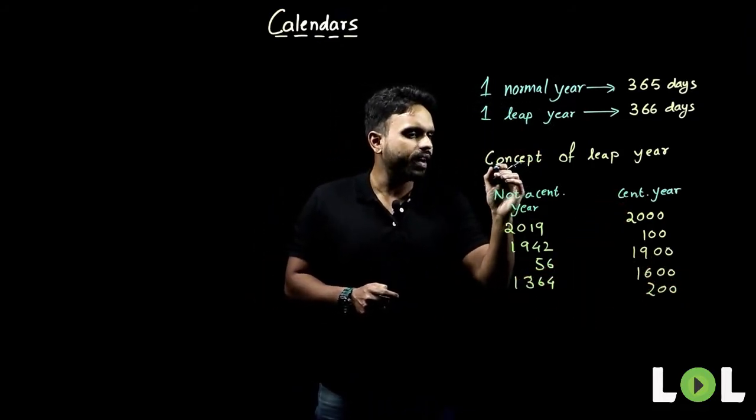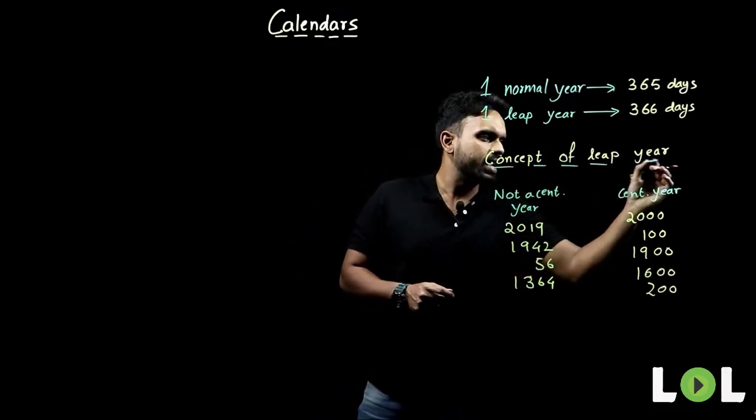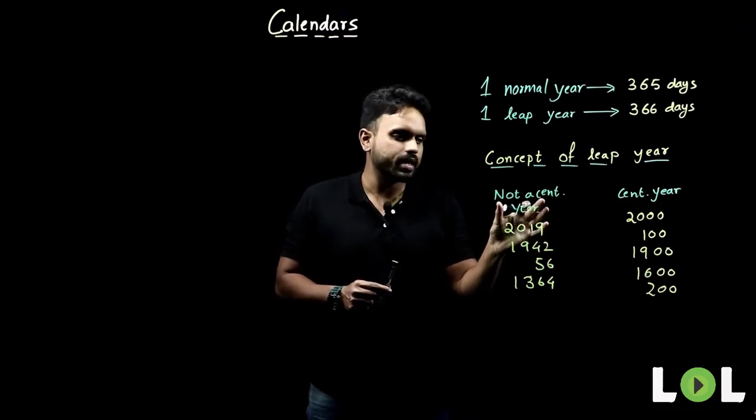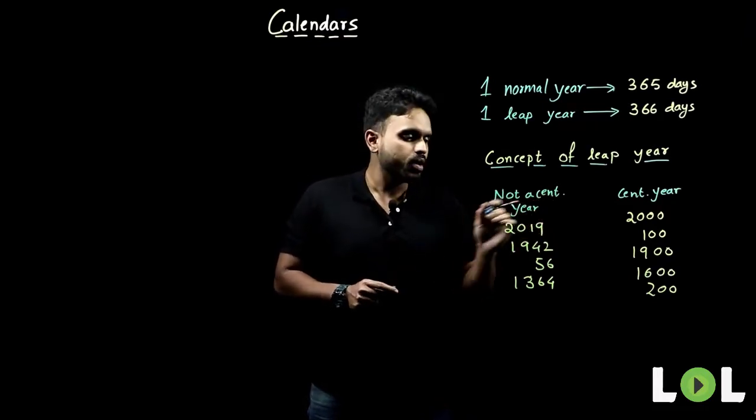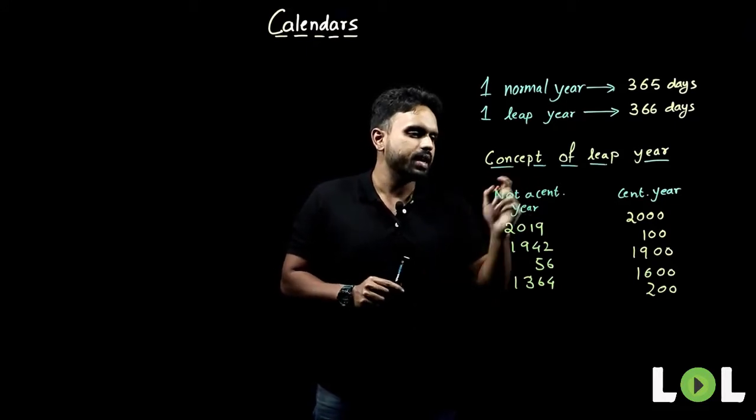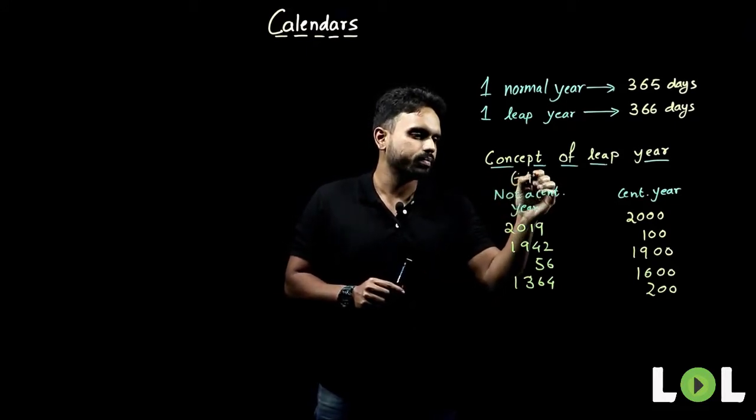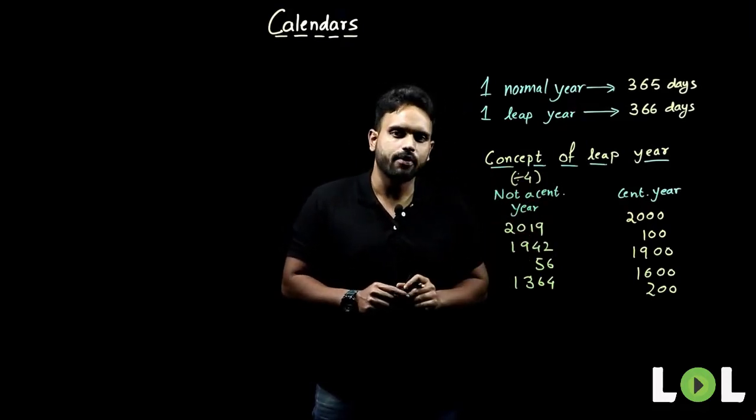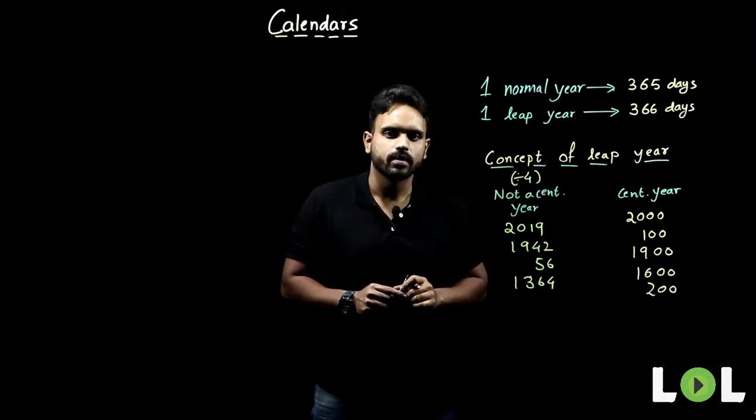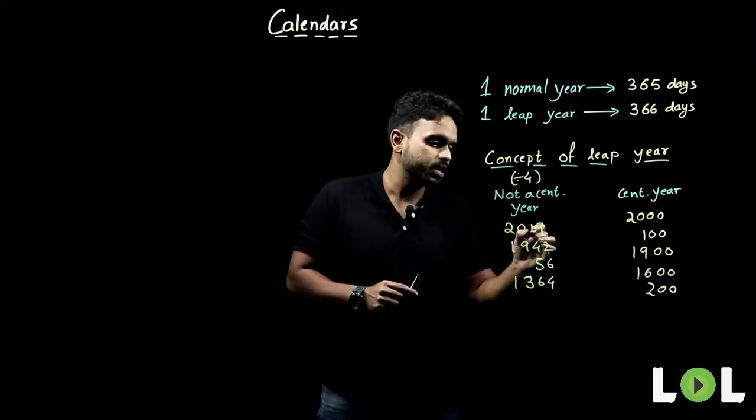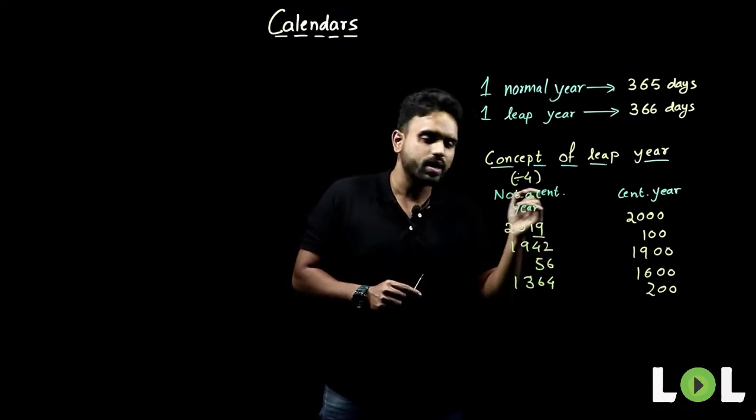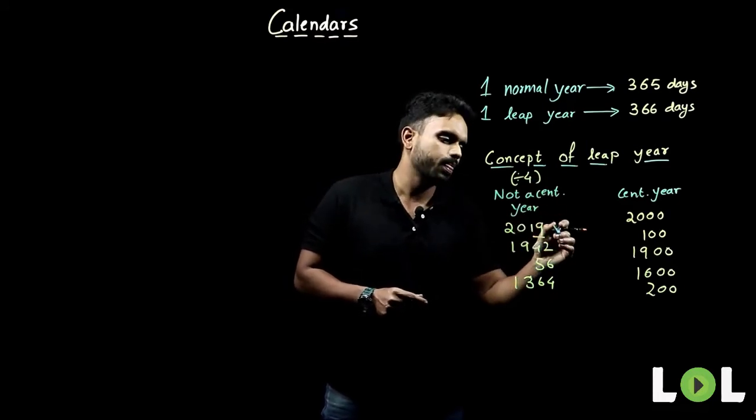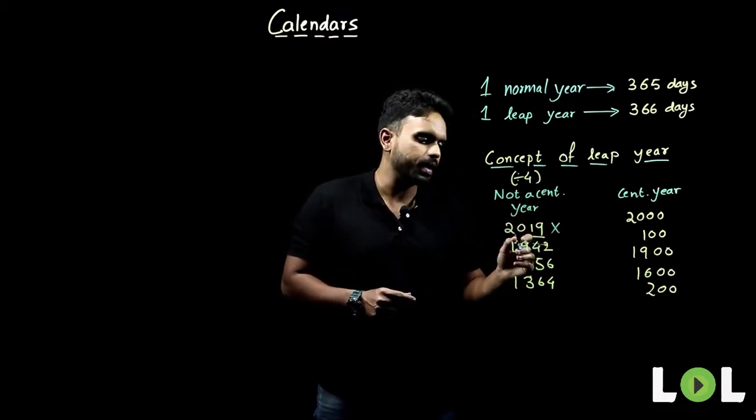Now, how do we find out if a given year is a leap year or not? For any non-century year, that is, if a year is not a century year, to be a leap year, it must be divisible by 4. Now, is 2019 divisible by 4? How do I check divisibility by 4? Yes, you have learned it in the number system classes, divisibility rules: if the last 2 digits are divisible, then the entire number will be divisible. Is 2019 divisible by 4? No. So, 2019 is not a leap year.